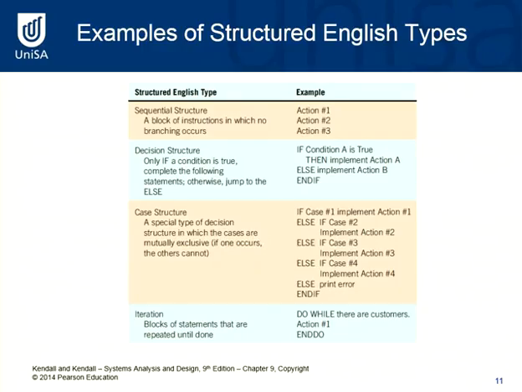An iteration: again, we've got the do while a certain condition is true. In this case, it's do while there are customers. And we carry out a specific action, number one, and there could be multiple actions within that do while. So these are just some examples of the different types of structured English that we can see when representing the logic behind a particular scenario.